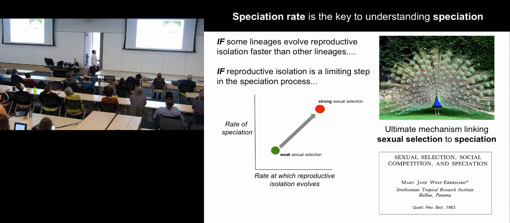So you might imagine that species with weak sexual selection are going to have reproductive isolation evolve relatively slowly, and that species with strong sexual selection are going to evolve reproductive isolation quickly. And all things being equal, that should translate into effects on the rate of speciation as well.